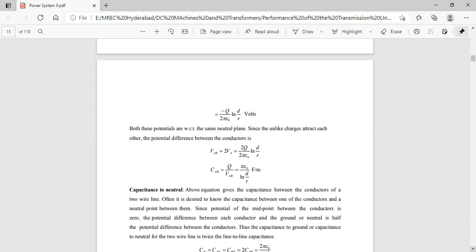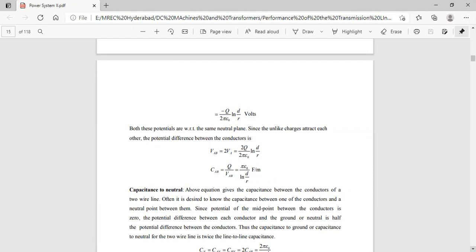Now I'm going to find out the potential difference between the two conductors. That is VAB, which is equal to VA minus VB. But in the VB equation there is a minus, so minus into minus equals plus. Then the equation becomes VAB is equal to 2 into VA, that is equal to Q divided by 2 pi epsilon naught into ln of d by r.